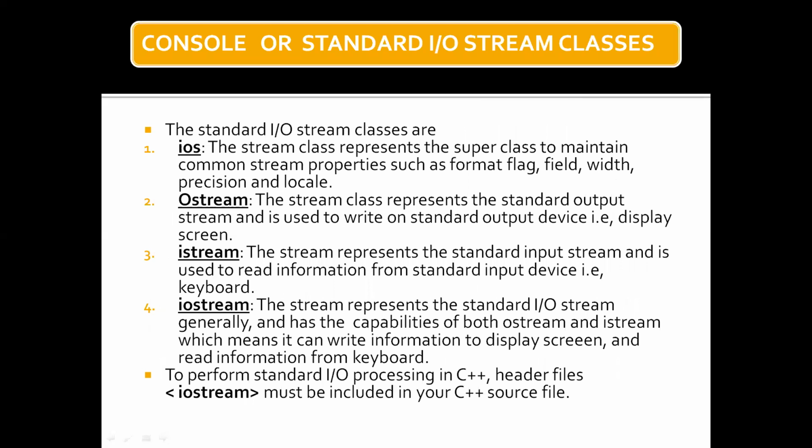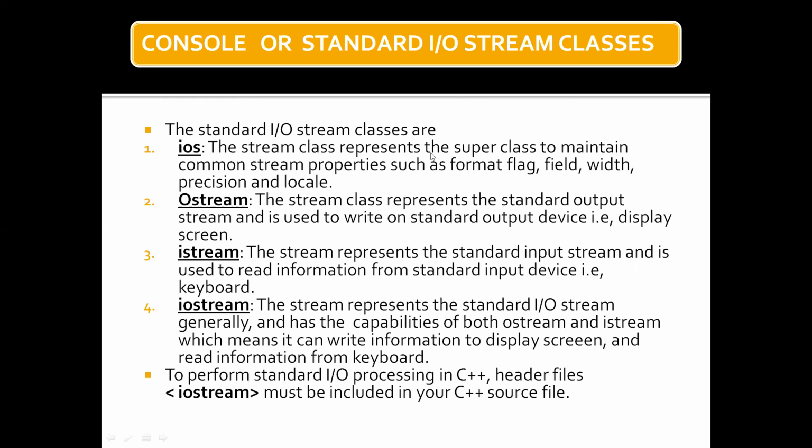Let us see what the standard IO stream is. We have different types of classes in standard IO. The standard IO is also known as the console IO stream classes. In the standard IO stream classes we have four different types of classes: iOS, OStream, iStream, and IOStream. These are the things which we have seen in the hierarchical stream diagram. iOS. We'll see what is iOS.